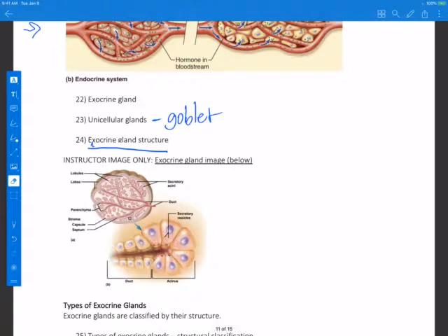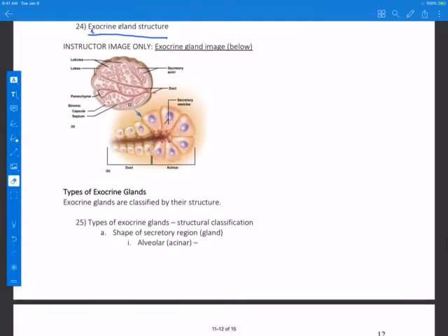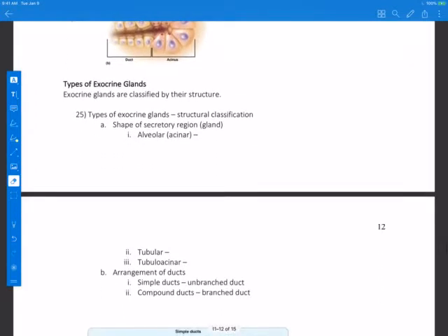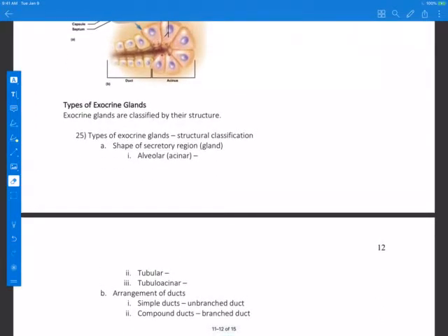Okay, so let's talk a little bit about the different types of exocrine glands. Okay, so first of all, we can classify exocrine glands structurally. And that's basically according to the shape of the gland or the secretory part of the gland. So shape is one, and the other one is the arrangement of the ducts or the tubes. So the structural classification of exocrine glands is based on the shape and the arrangement of the ducts.